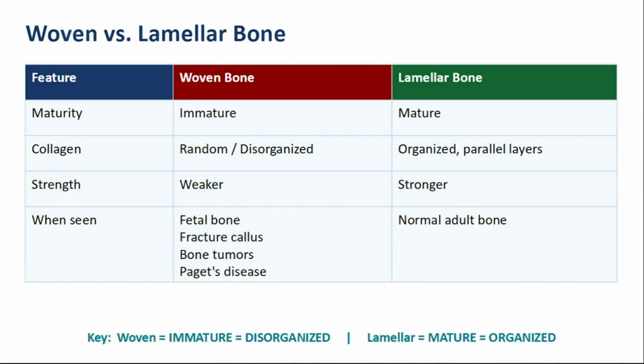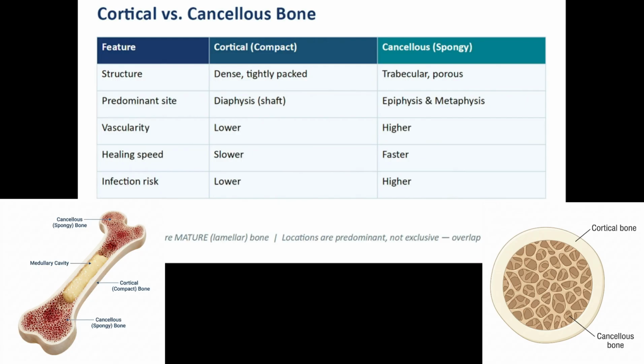When coming to lamellar bone, the woven bone is immature and the lamellar bone is mature. The lamellar bone is organized and has parallel layers, and the lamellar bone is stronger compared to woven bone. Let's talk about the difference between cortical and cancellous bone.